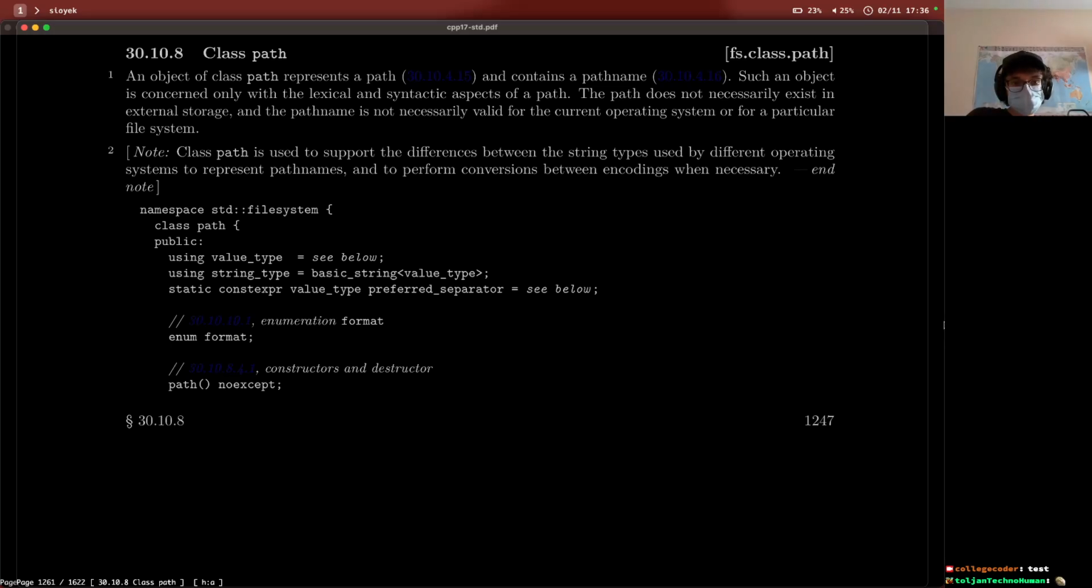Class path is used to support the differences between the string types used by different operating systems to represent pathnames and to perform conversions between encodings when necessary. An object of class path represents a path and contains a pathname. Such an object is concerned only with the lexical and syntactic aspects of a path. The path does not necessarily exist in external storage, and the pathname is not necessarily valid for the current operating system or for a particular file system.